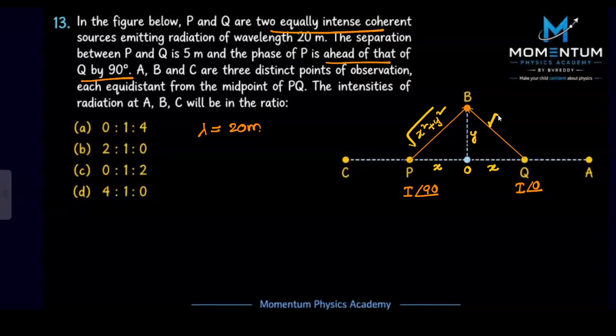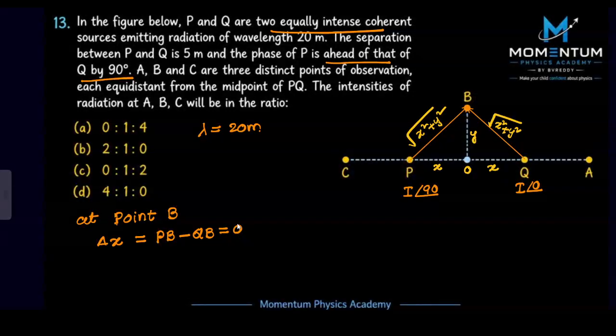And the QB distance is how much? That is square root of X square plus Y square. Is it fine? Now we need to find the path difference. Path difference means what? At the point B we are doing first. So path difference, delta X, is given as PB minus QB. How much is the path difference? It is 0.